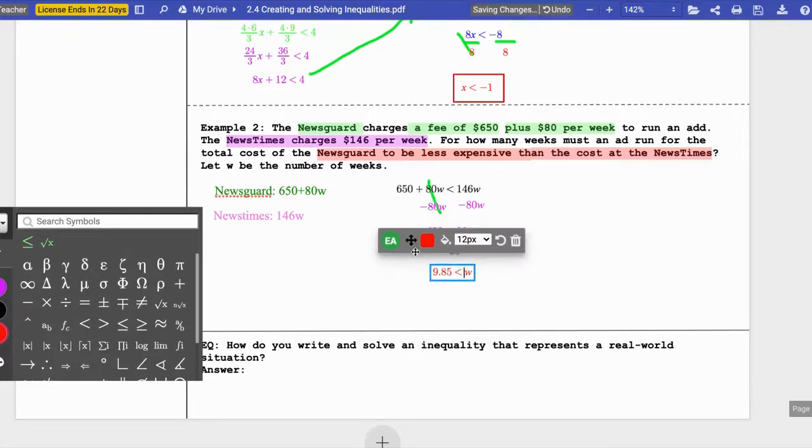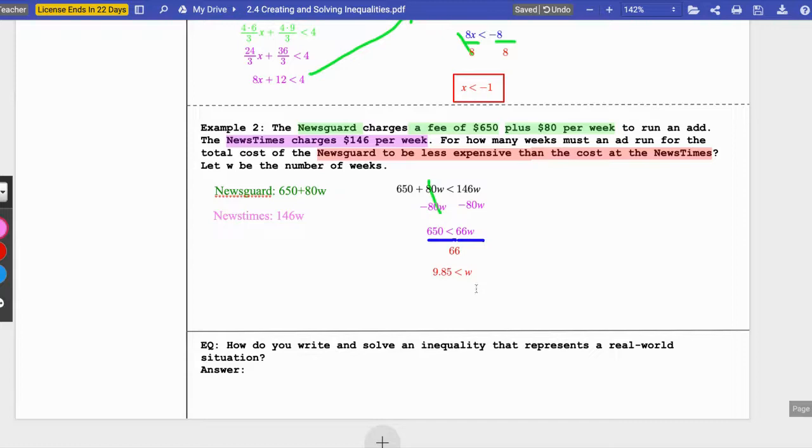So what that tells me is that if the ad runs for 9 weeks, after 9 weeks, actually, it's going to become less expensive than the News Times. So that's our answer. Even though it says 9.85 is less than W, to put this back into the context, we asked when it would be less expensive, and you can look right away. Week 1, News Guard is going to be more expensive because 650 plus 80 is definitely a lot more than 146. But after 9 weeks, the News Guard is going to become less expensive.